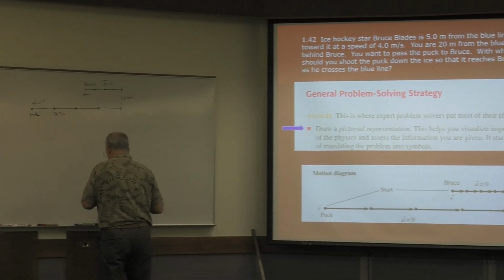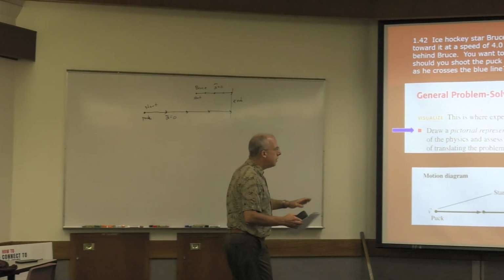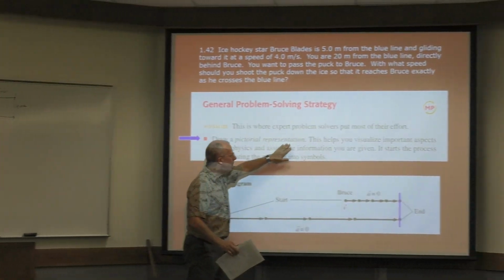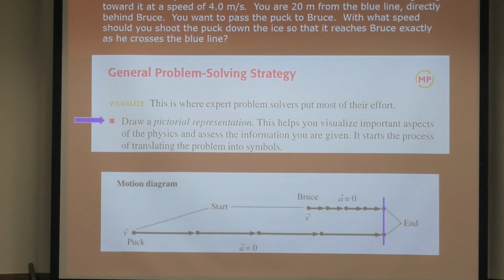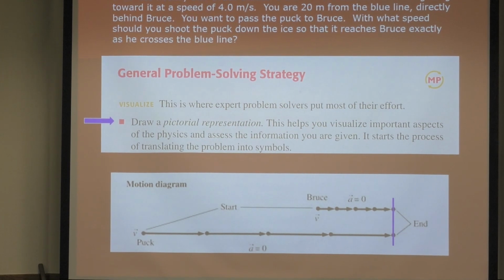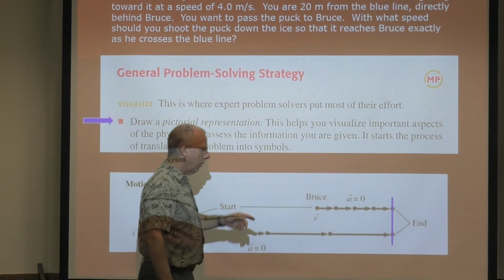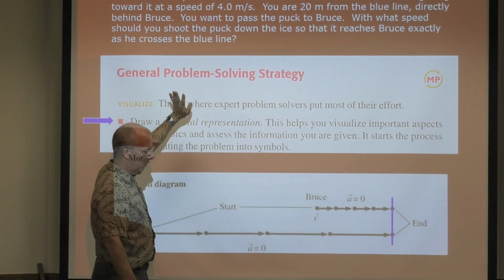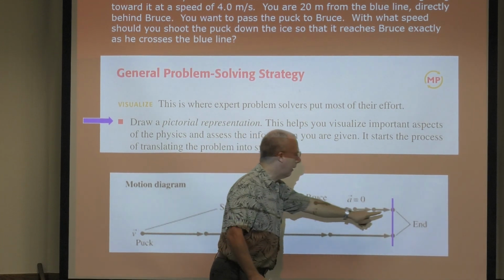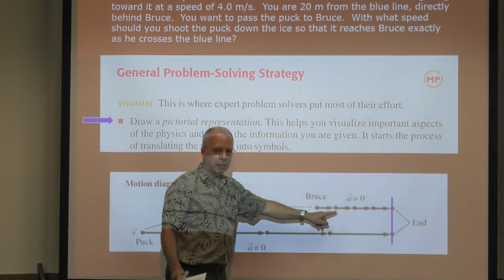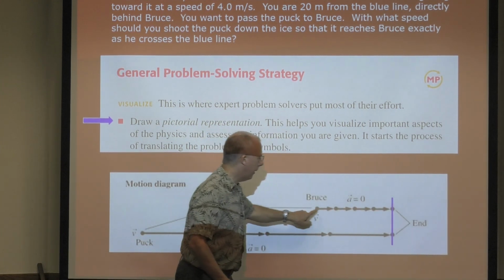Now what we want to do is draw the pictorial representation. And this is the key, honestly. If you do this right, you've got to get the problem right, if you can do simple math. We have to draw the beginning point and the end point, and maybe something in the middle if something changes. Nothing is changing here, so all we need is beginning and end.